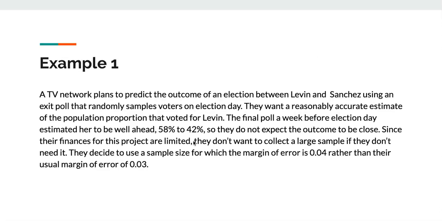A TV network plans to predict the outcome of an election between Levin and Sanchez using an exit poll that randomly samples voters on election day. They want a reasonably accurate estimate of the population proportion that voted for Levin. Of course, we want that estimate to be reasonably accurate. The final poll a week before election day estimated her to be well ahead, 58% to 42%. So that's telling us Levin is probably going to win, and that was taken a week before election day. So they do not expect the outcome to be close, like 58% to 42%. I think that's a big difference there.